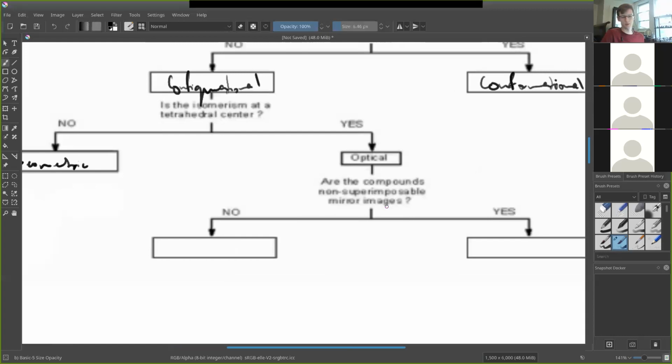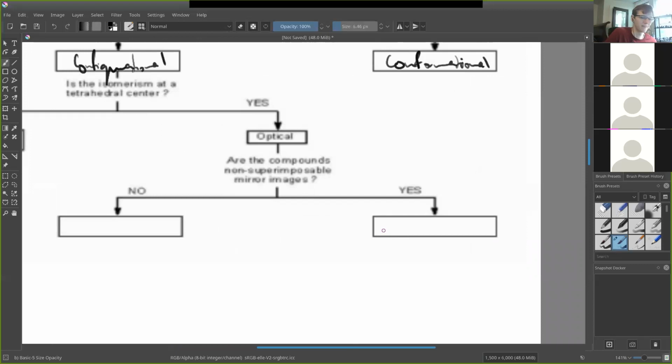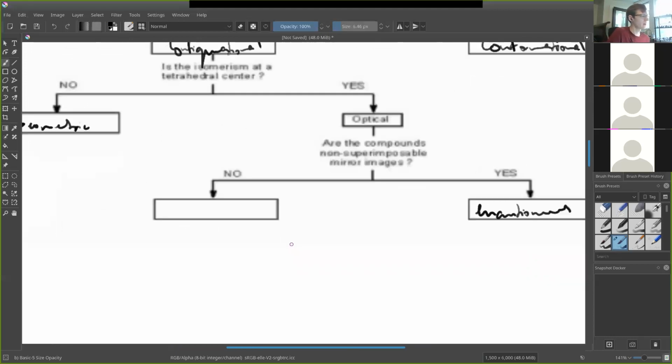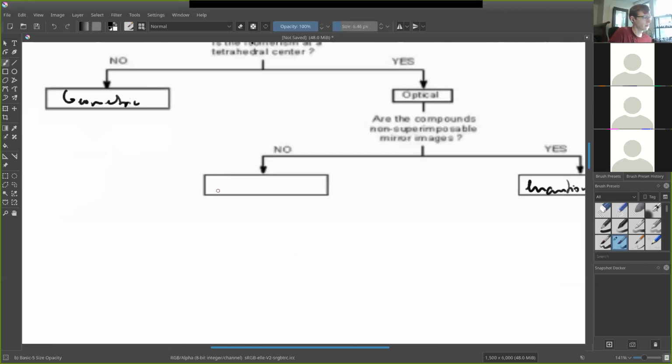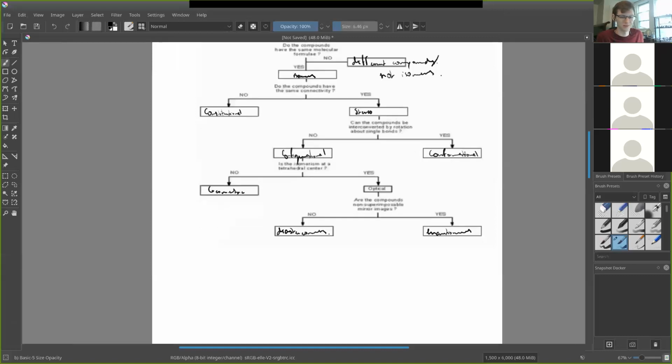Are they non-superimposable mirror images? If they are, what is it? Enantiomer. Yeah. And if they're not, then what? Diastereomer. Yeah. Okay, cool, that's it. This is pretty helpful. It would have been good if we had this last week, because this is one of those things where there's just a lot of terminology.